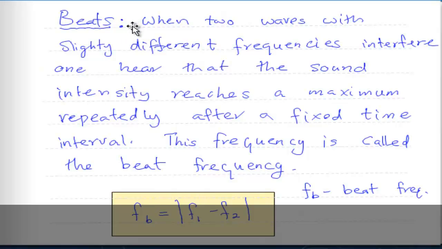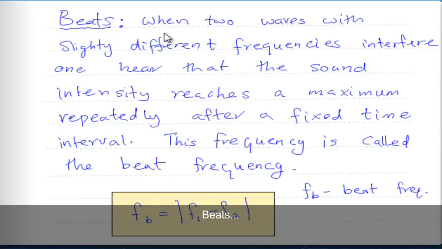Beats. Beats are also a result of interference. When two waves with slightly different frequencies interfere, one can hear that the sound intensity increases and reaches a maximum value. Then it decreases and then it increases again, reaching a maximum value. So intensity changes with time. But this change repeats after a fixed time interval.